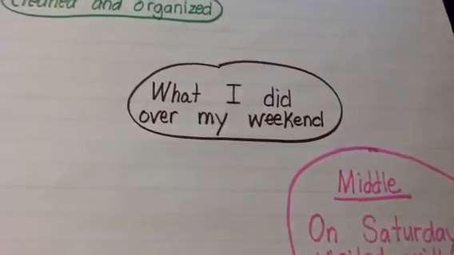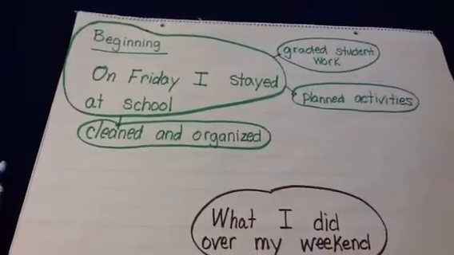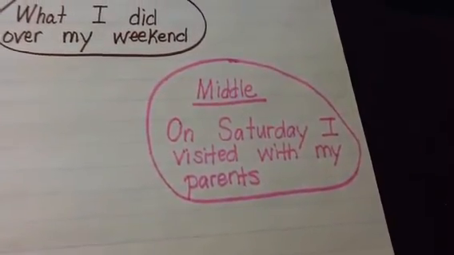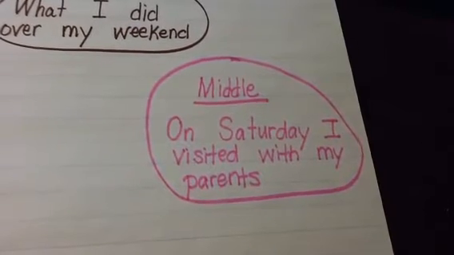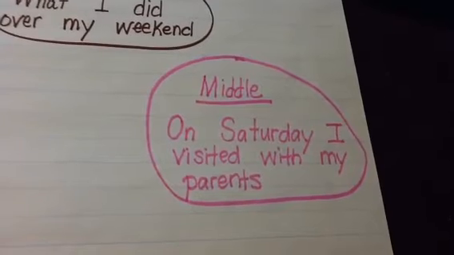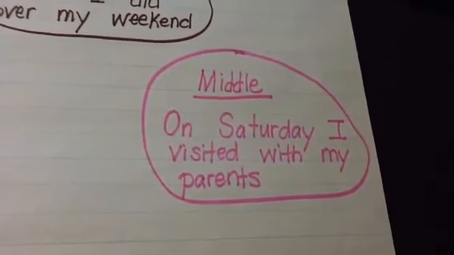Great. So, going back to my topic, what I did over my weekend, I've included a beginning and a middle. Now I need to add details to my middle. All good writers include details. So I need to think about what I did when I went home to visit my parents.